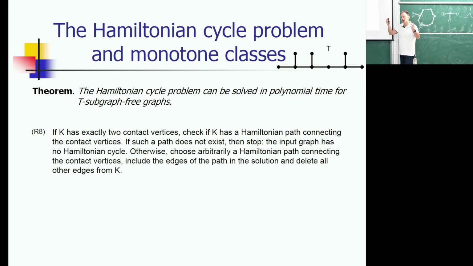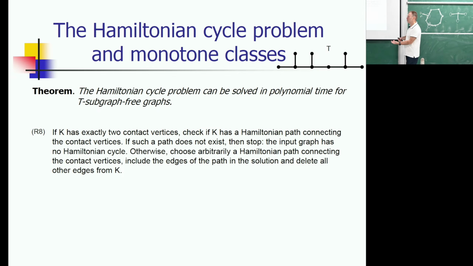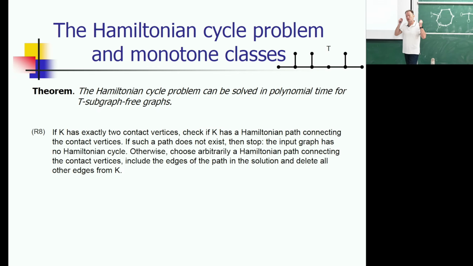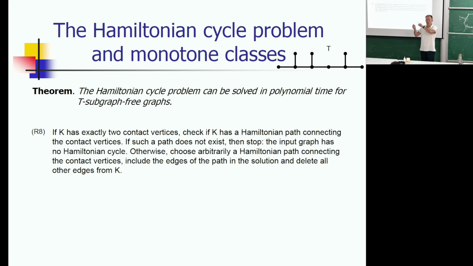Now, if your input graph has a black component which contains a set of contact vertices of cardinality different from 2 or 4, you stop. So the number of contact vertices must be 2 or 4 and nothing else. What if your black component contains exactly 2 contact vertices? Then all vertices of this component must appear consecutively on the cycle. In which order? It doesn't matter, because only contact vertices have neighbors outside the component.